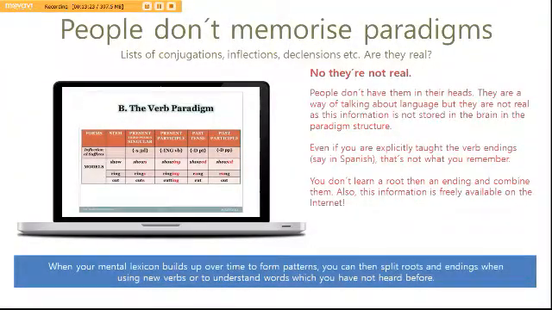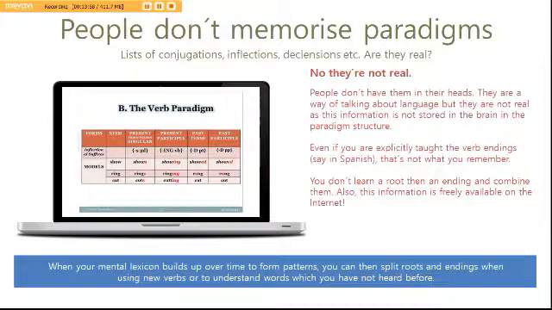Another thing on paradigms, people don't memorize them. Lists of conjugations, inflections, declensions and so on, are they real? Well, no, they're not, because people don't have them in their heads. They're a way of talking about language, but they're not real, as this information is not stored in the brain in a paradigm structure. Even if you are explicitly taught verb endings, like in Spanish, where there are dozens of them, that's not how you remember them. You don't learn the root and then an ending and combine them.